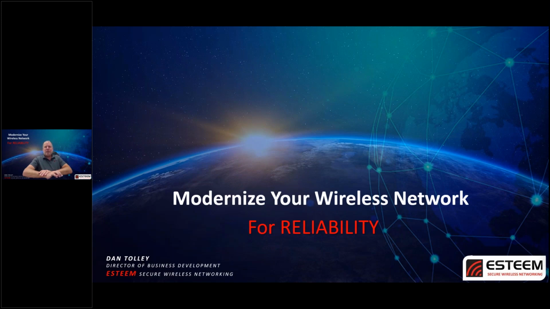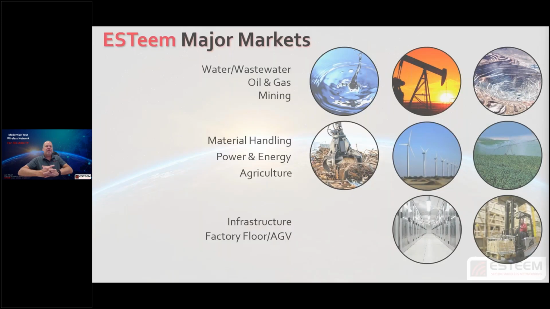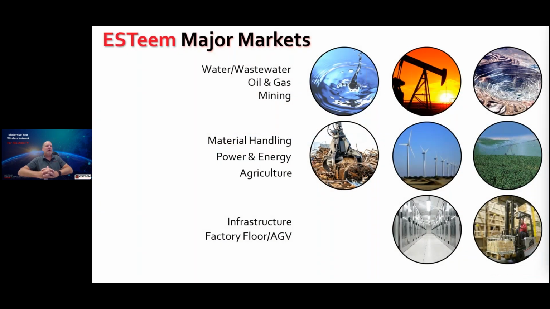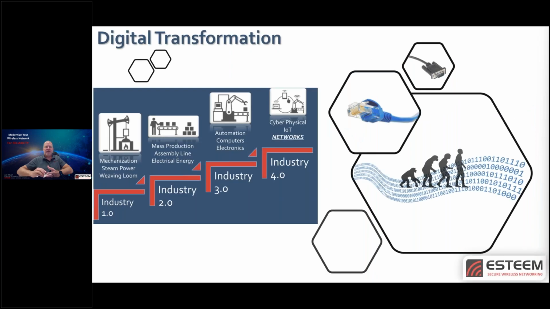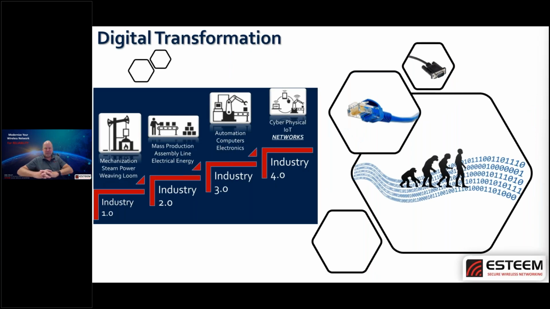But as we look forward on this and start to get things going, really what we want to look at is, across the board, a lot of the industries that we're involved with. This is your water and wastewater, oil and gas, mining, material handling, power and energy, agriculture, infrastructure, factory floor, the AGVs. A lot of the heavy industries is really where we tend to be installed, where we really have our home. And across the board with all these industries, what we're seeing now is this digital transformation. Now, when we start looking at the digital transformation, really where we're at now is up in this Industry 4.0.